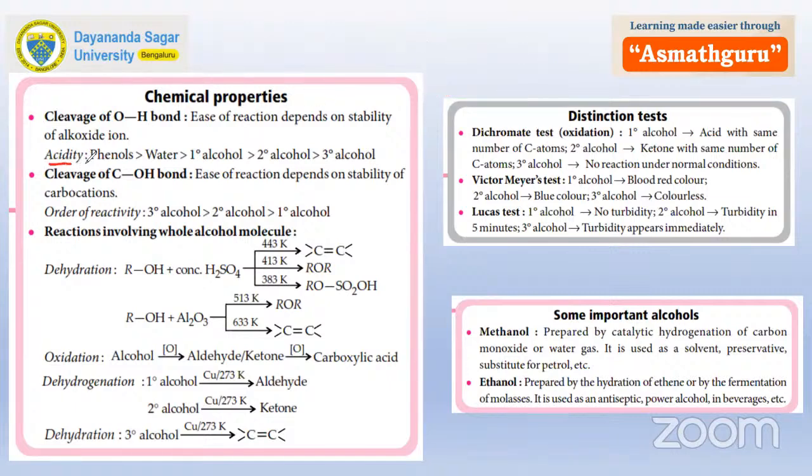So what about acidity? Among the alcohols, primary alcohol is more acidic in nature than secondary and tertiary alcohol. Why does the acidity decrease in tertiary alcohol? If you observe, in tertiary alcohol there are more alkyl groups present. These alkyl groups are electron donating groups, so they decrease the acidic nature. Whereas primary alcohol has only one alkyl group, so its acidic nature is more compared to tertiary.